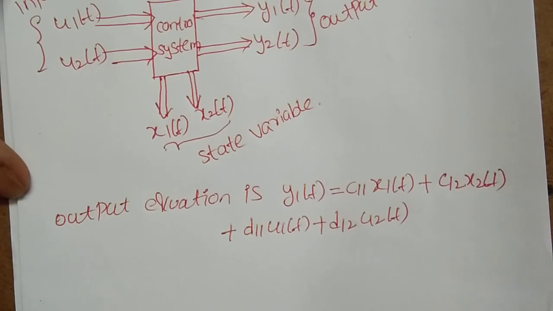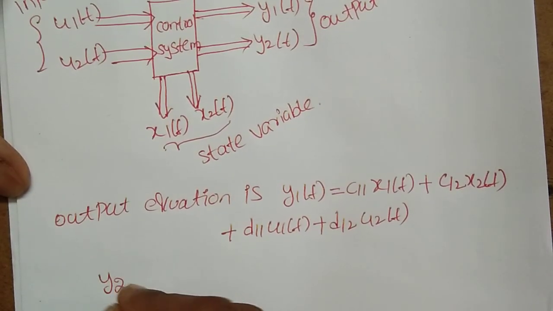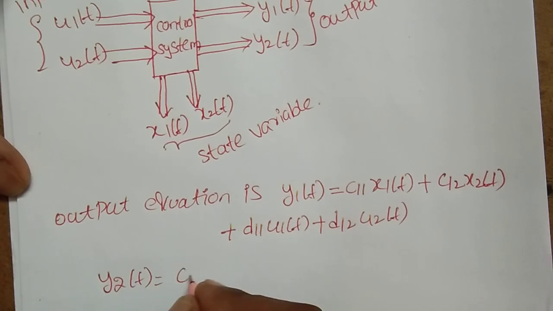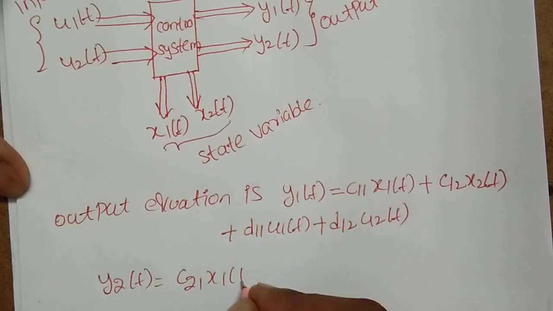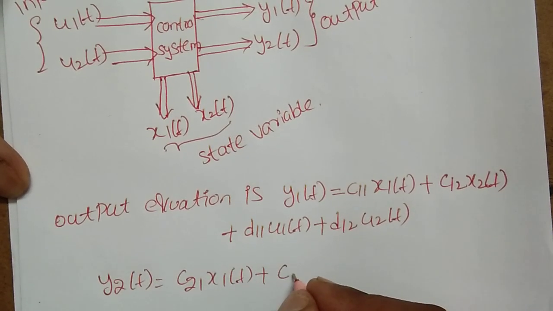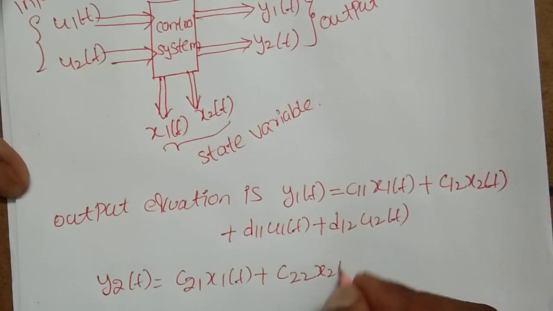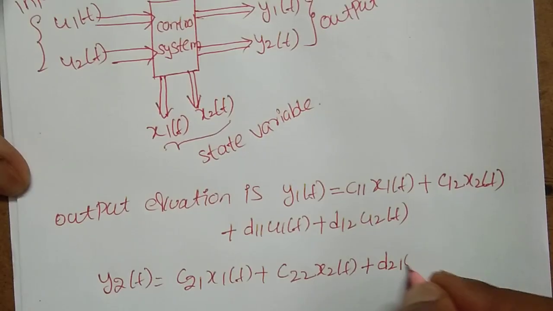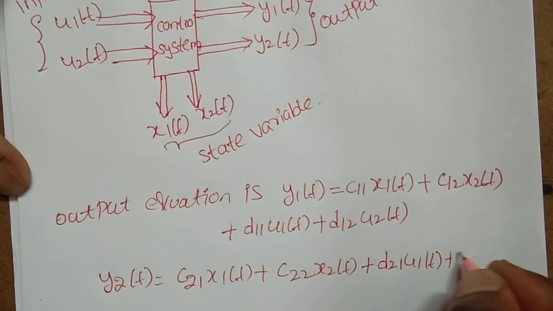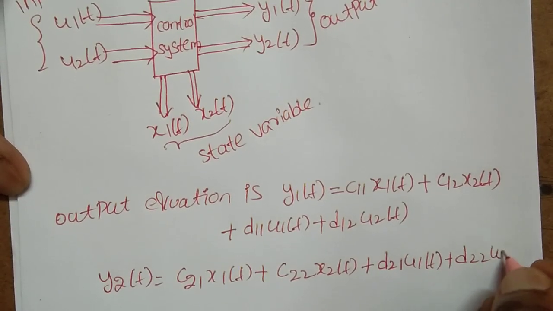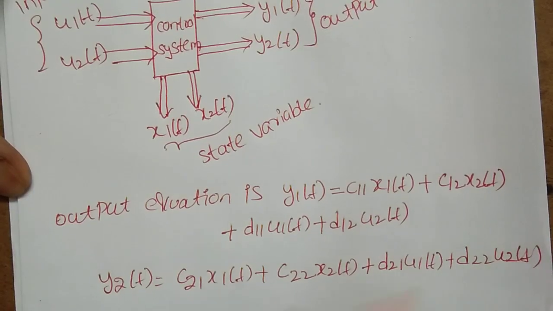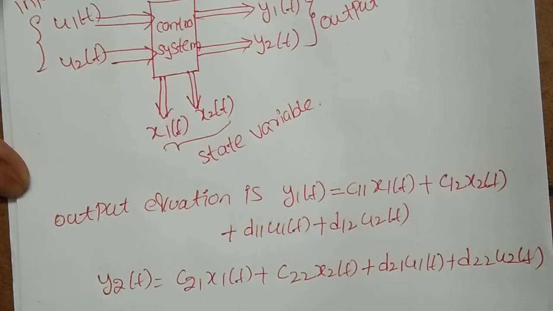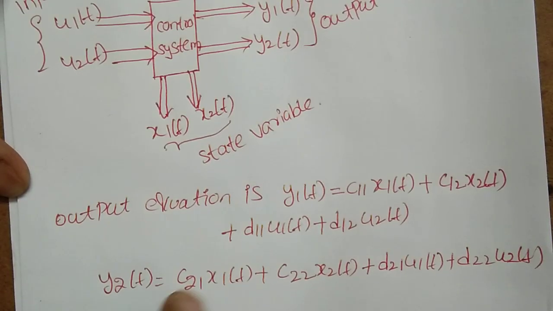The second output y2 of t is equal to c21 x1 of t plus c22 x2 of t plus d21 u1 of t plus d22 u2 of t. These are the two output equations. By using these output equations, you can write the matrix form.